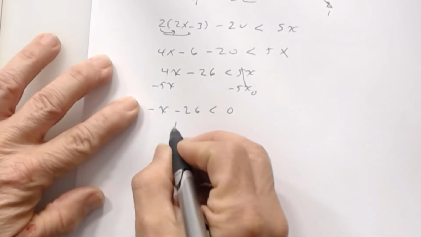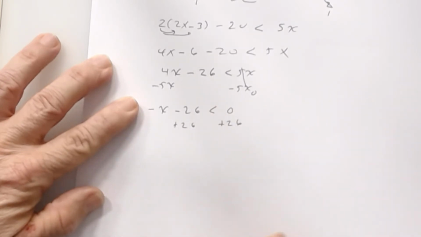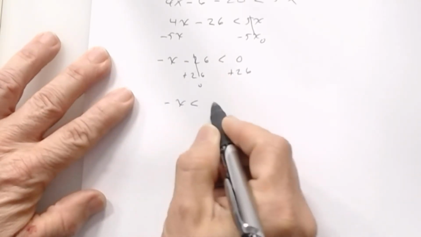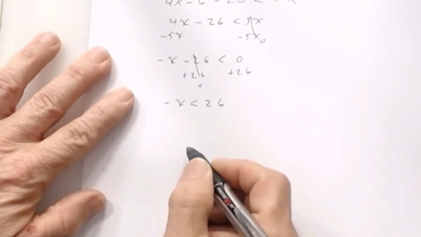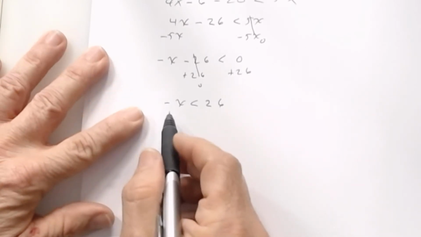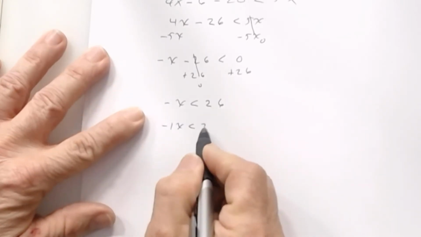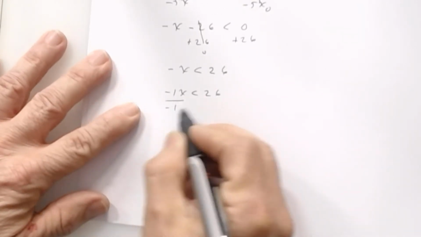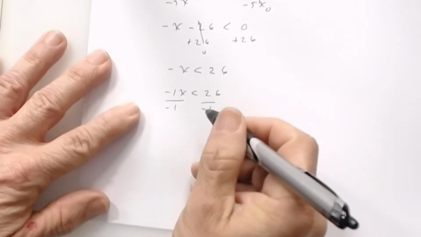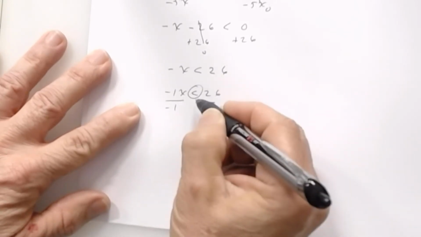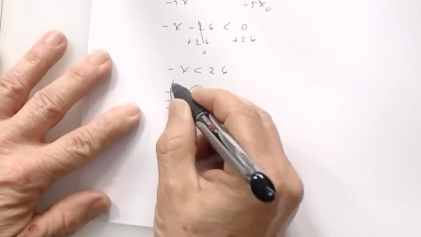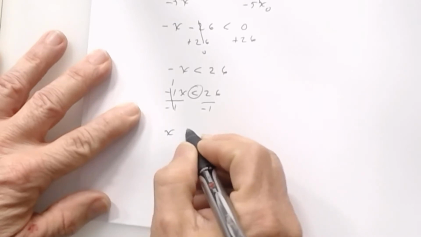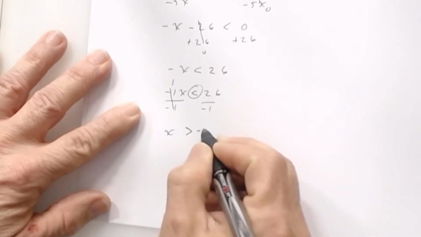Then add 26 to both sides, just like that. Then combine like terms. I get negative x is less than 26, but I have to get x by itself, so I'm going to rewrite that negative x as negative 1x. Now finally, what's the next step? I'm dividing by a negative number, so I have to reverse this. Negative 1 divided by negative 1 is 1. So my solutions would be any real number that is greater than negative 26.